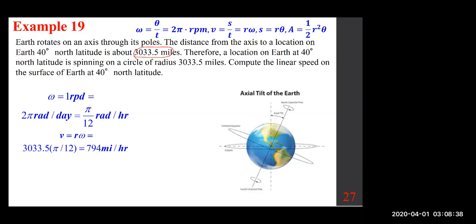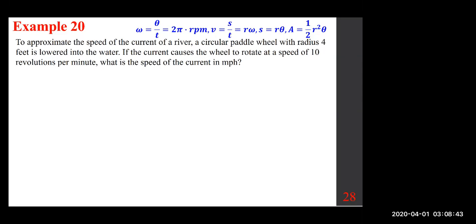So here's the next one, everybody. Could somebody read this question? To approximate the speed of the current of a river, a circular paddle wheel with radius 4 feet is lowered into the water. If the current causes the wheel to rotate at a speed of 10 revolutions per minute, what is the speed of the current in miles per hour? Thanks. Think about the practicality of this. If we want to measure the speed of the current, this is one way to do that. I hope you find these questions interesting.